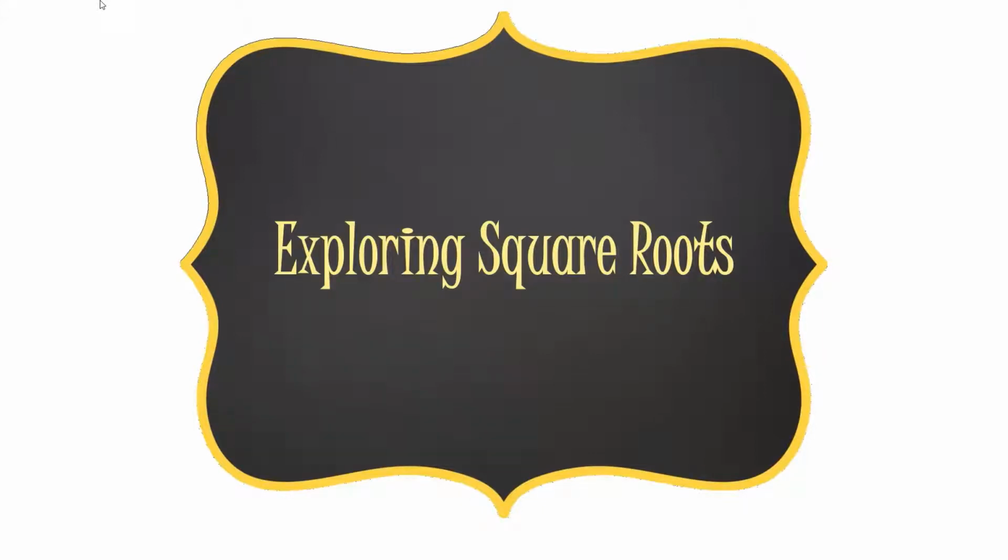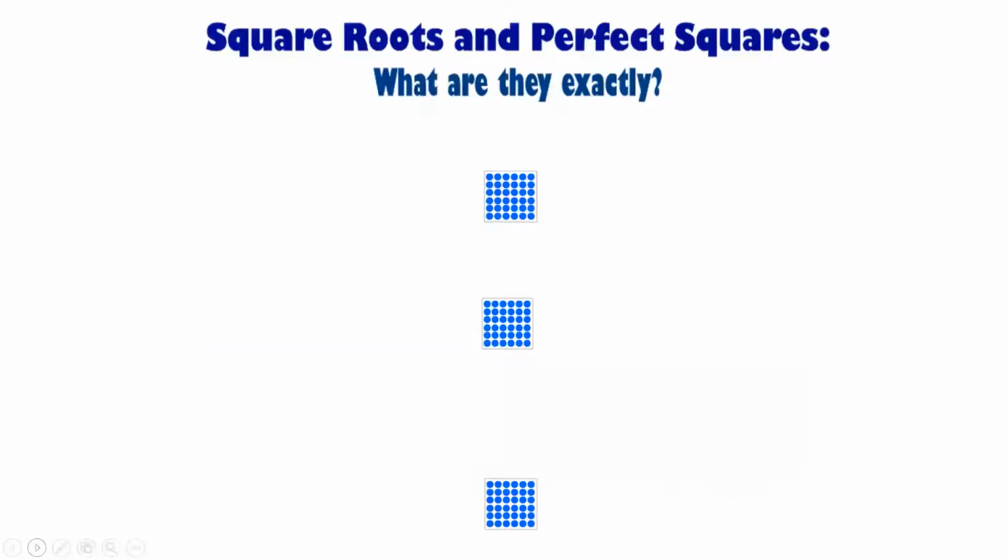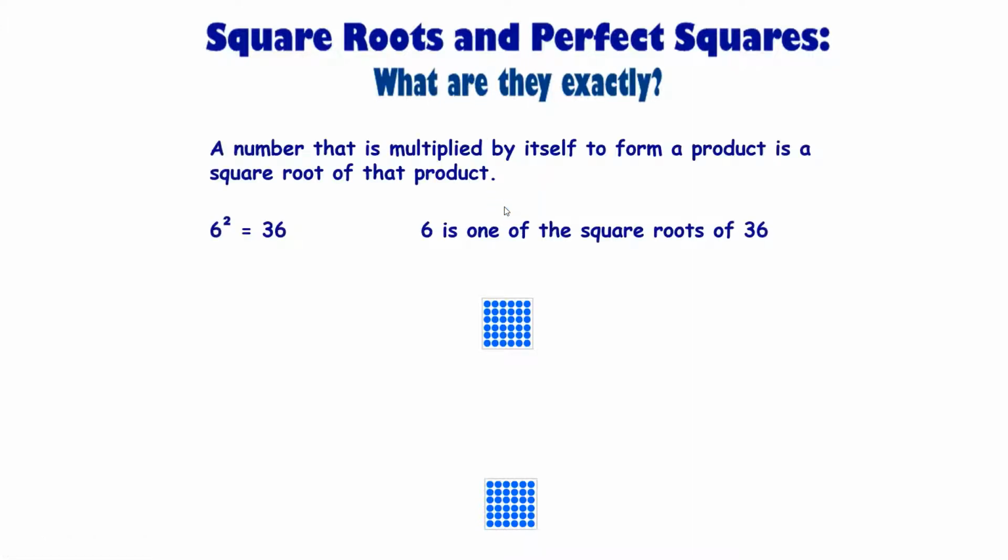Exploring square roots. Square roots and perfect squares. What are they exactly? A number that is multiplied by itself to form a product is a square root of that product.